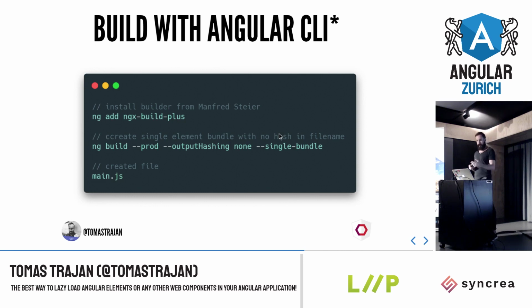This library basically replaces the default Angular builders in the angular.json with his builder and enables us to use the single bundle flag together with output hashing none. And this will give us basically this pure one file, which will be called main.js by default. And this is very nice because that way we can reference our element as a single file.